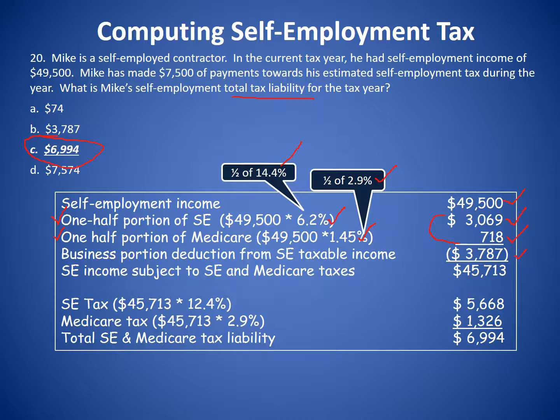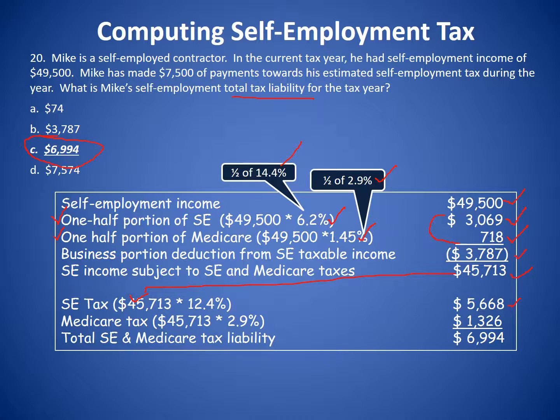I subtract that from my $49,500. So the income subject to my Social Security and Medicare tax would be $45,713. So now to compute my tax liability for the entire year, it would be $45,713 times my 12.4% Social Security tax. So that tax liability would be $5,668. That's the amount that I would owe at the end of the year.